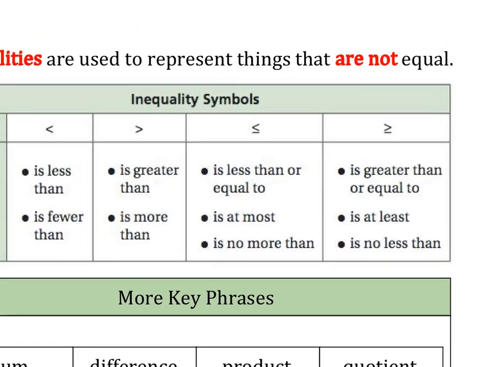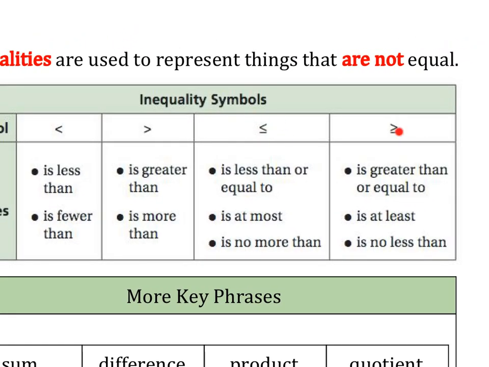Now, if we move over here, these 2 symbols look almost exactly the same, except they have this extra line underneath. That extra line means or equal to. So for example, if I cover up the line, we have less than or equal to. Or here we have greater than or equal to. So let's go back to this less than or equal to. Another way that you can say that expression is at most.